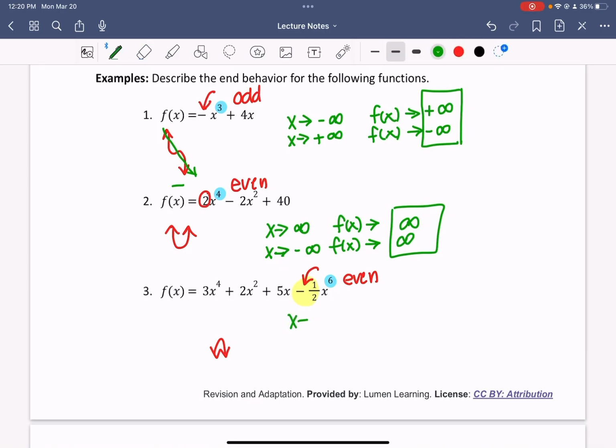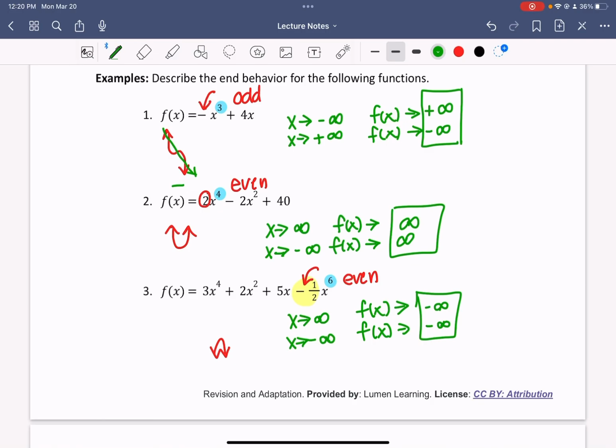So this would be as x goes to positive infinity and as x goes to negative infinity, and then we'll fill out our f of x's. And so then I'm going to say, okay, as x goes to positive infinity, you can see these are both going down, so both negative infinities. So the leading coefficient test is going to tell us the end behavior.